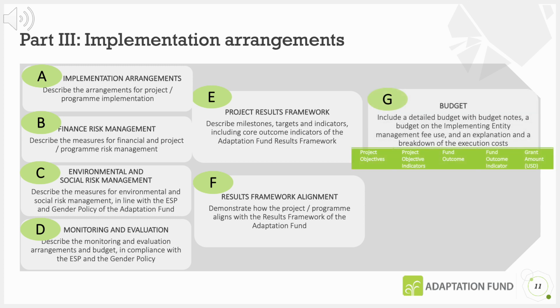G. Include a detailed budget with budget notes. Use the table provided and describe the project objectives, the project objective indicators, the fund outcome indicator, and the grant amount in US dollars. Use the information from Part 1, Components and Financing, to reiterate the budget for the implementing entity management fee and provide an explanation and a breakdown of the execution costs. H. Include a disbursement schedule with time-bound milestones. All 8 sections A to H must be completed and relevant to your EDA proposal.